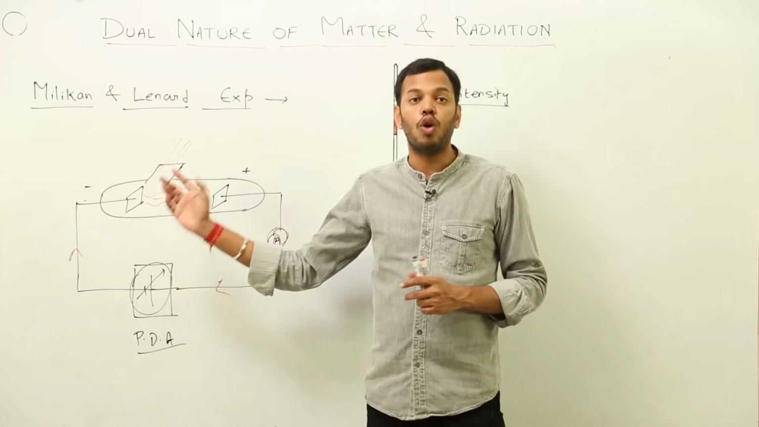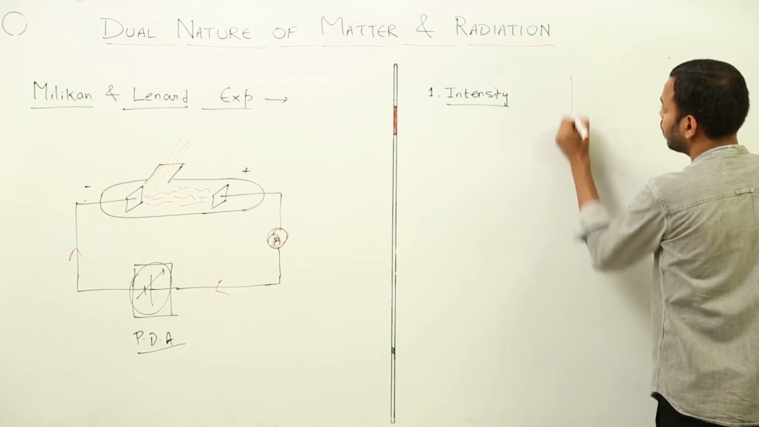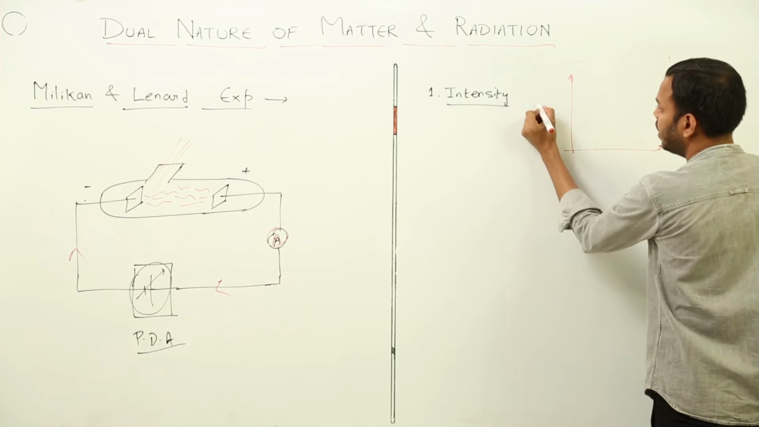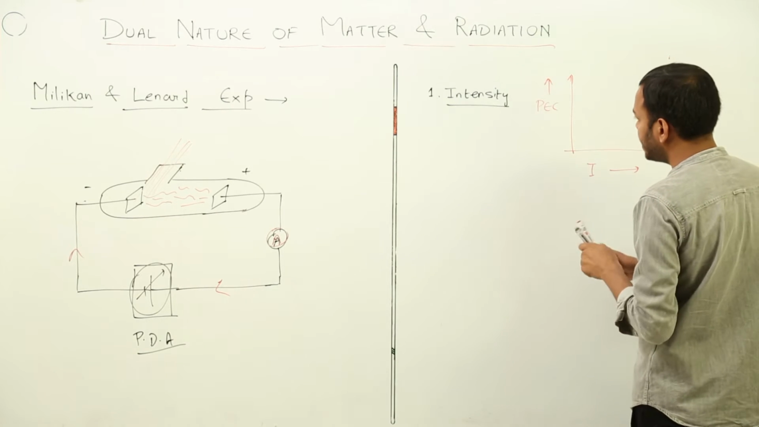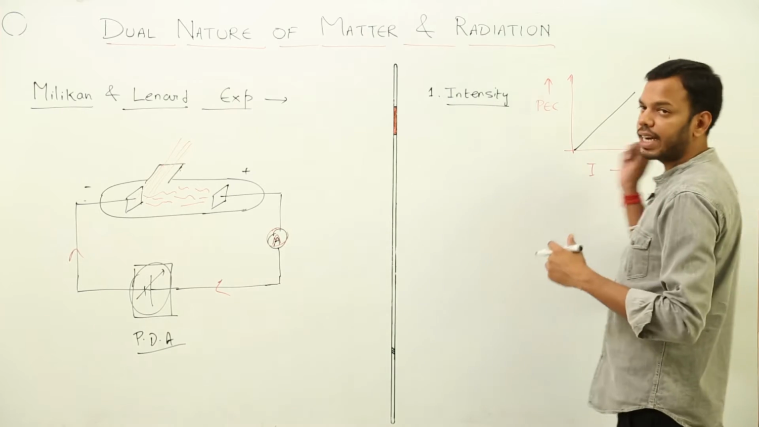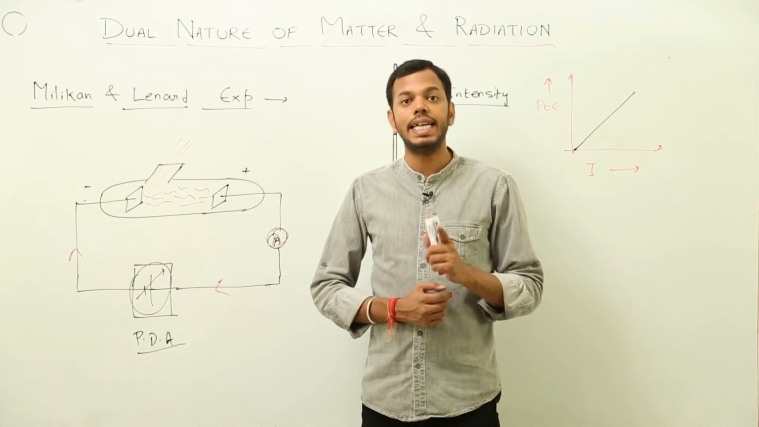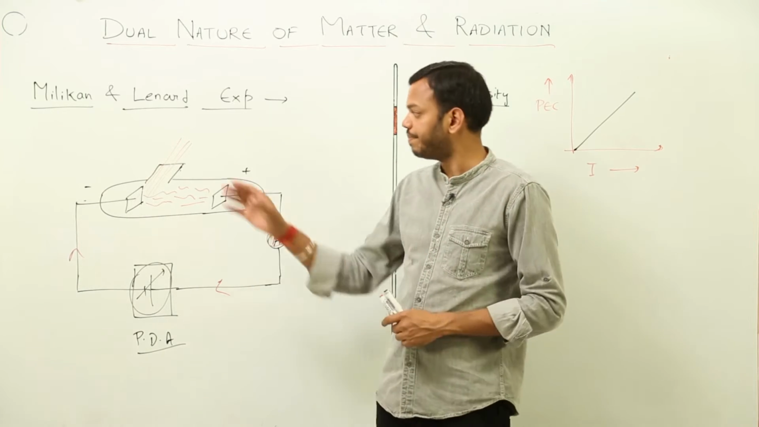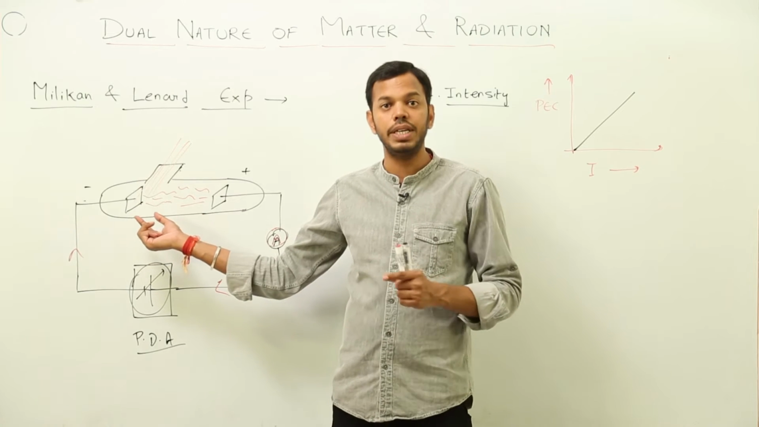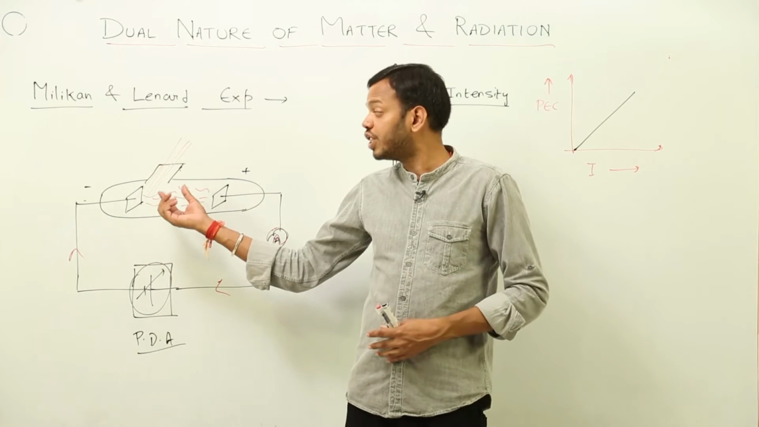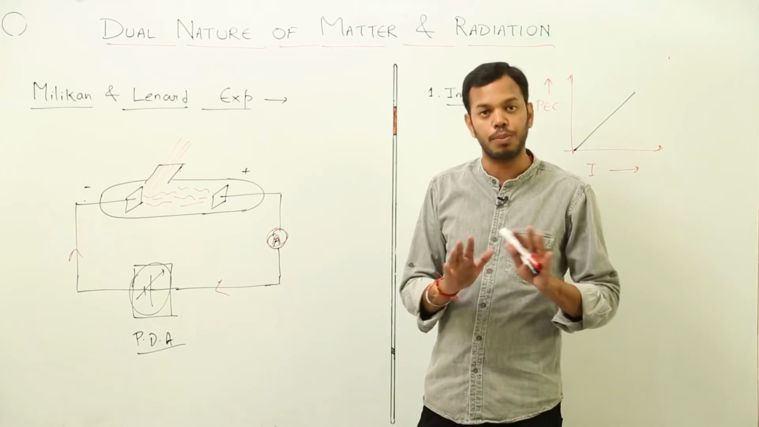And they wanted to know the effect of intensity on the photoelectric emission. So what they observed was, if I draw a graph between photoelectric current and intensity, the observation was something like this: intensity is directly proportional to photoelectric current. And it makes sense. Why? Because what do we mean by intensity? Number of photons falling per unit area. If we increase the intensity, what will happen? More photons are falling on the metal plate. That means there will be more electrons interacting with the photons, and hence there will be more electrons coming out of the metal surface. The process is very simple.